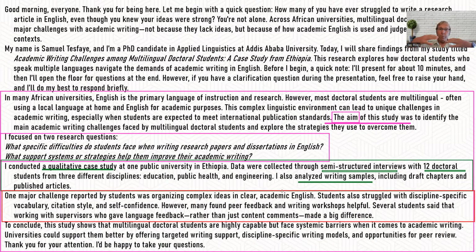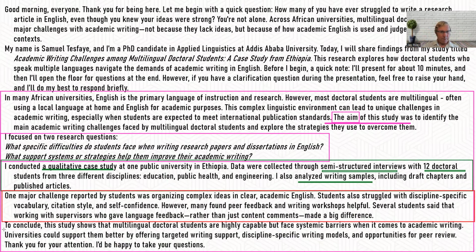So again, this is really short. It's very much an abridged presentation, but we can see the structure of it here. The author has presented their aim, their research questions, they presented their methods, and then finally they presented their findings. Now let's go to that last part, our conclusion.